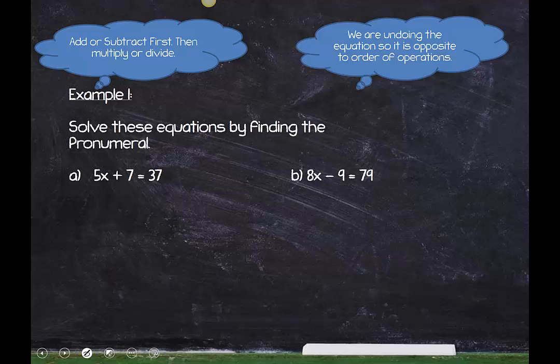So when we think of order of operations, we do brackets, orders, so powers and root signs, then we do times and divide, then we do addition and subtraction. Well, when we're undoing something, we're going in the opposite order. So we're going to do our addition and subtraction first before we do our multiply and divide. So that gives you a little bit of a clue where to start.